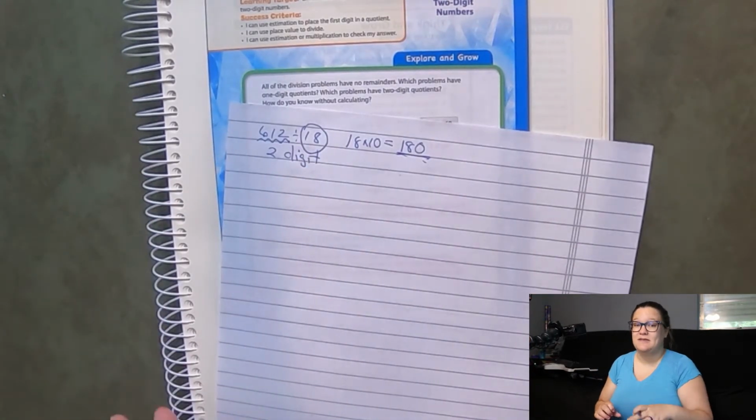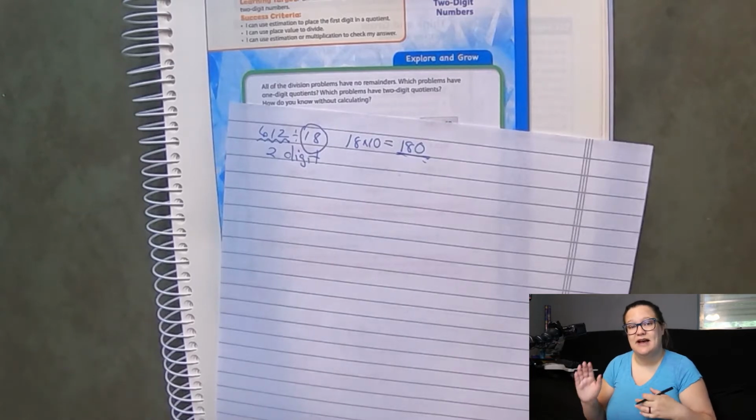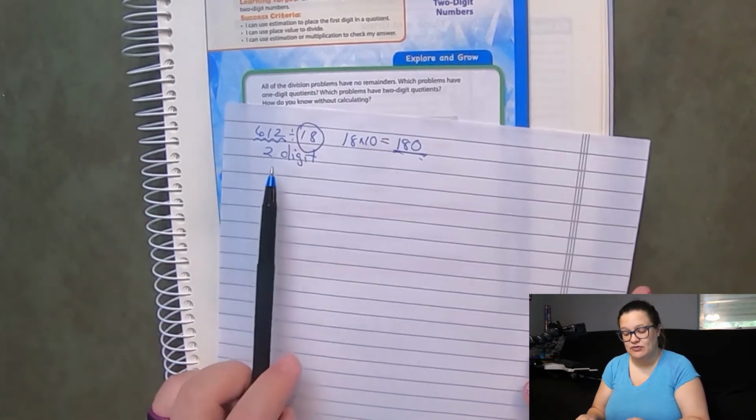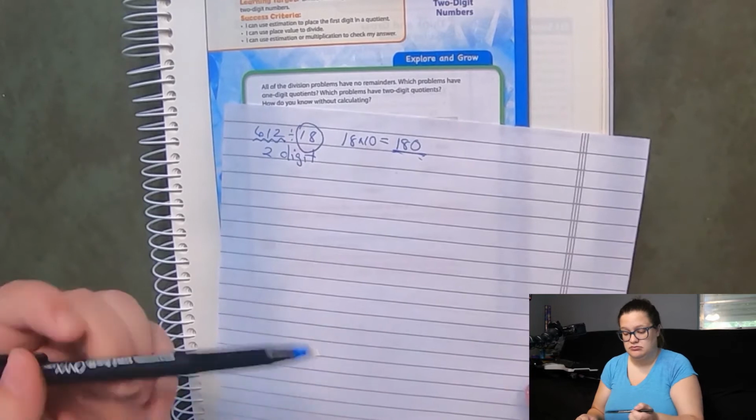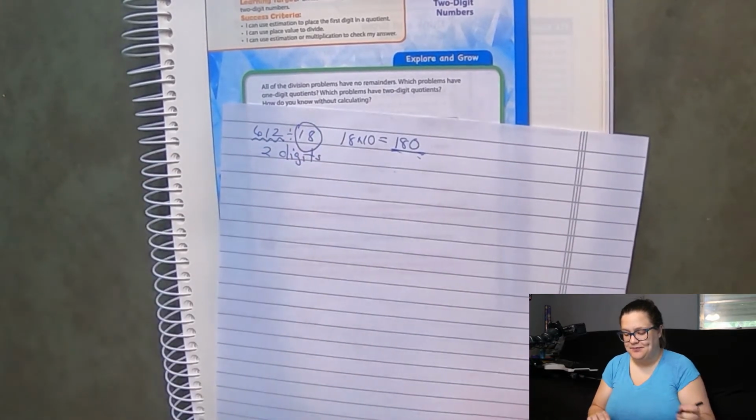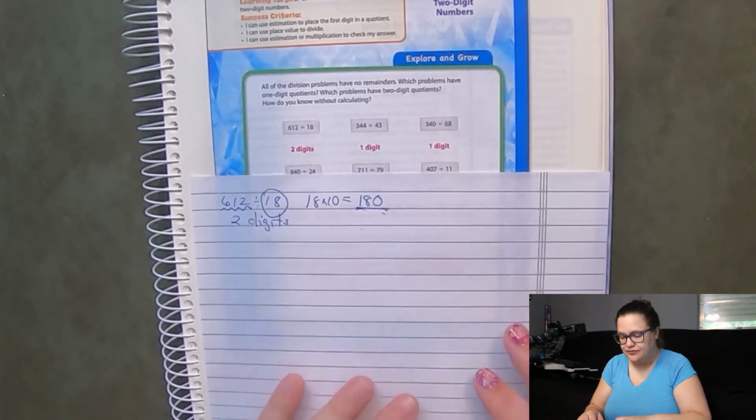Now you're not actually solving these problems on this page. All you're telling me is, does it have 1 digit or 2? So for this one, you'd write 2 digits. Okay, let's do a couple more.